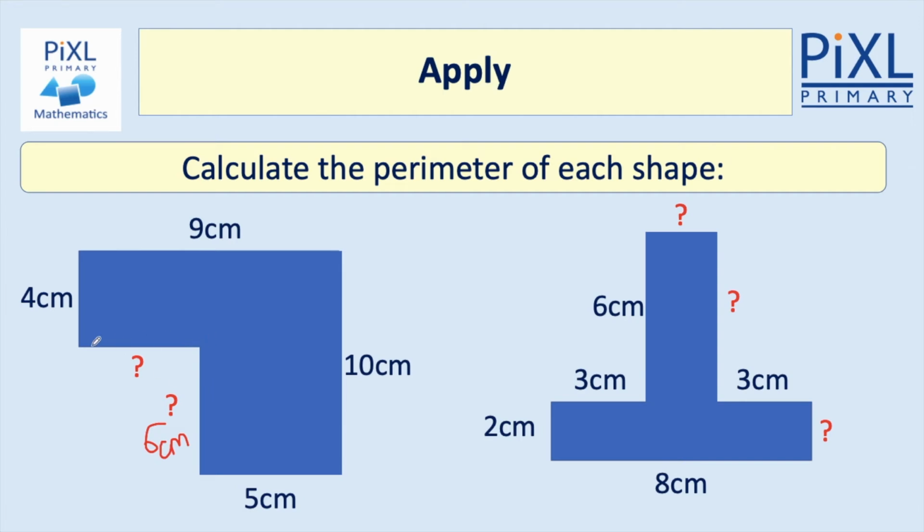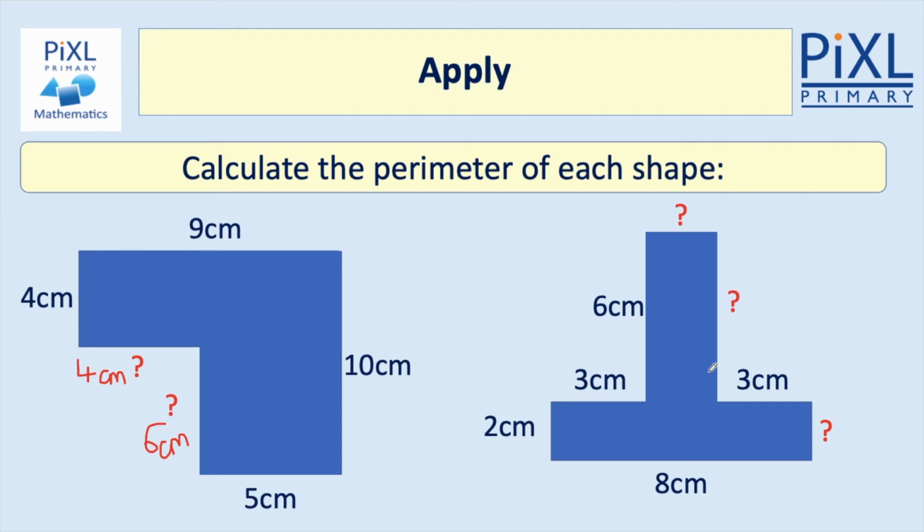And then this side here, well, we know that from left to right is 9 centimetres. So it's the same from left to right here. And then this section here is 5 centimetres, and we know that already. So we're just looking for this section here. And 9 centimetres take away 5 centimetres equals 4 centimetres.